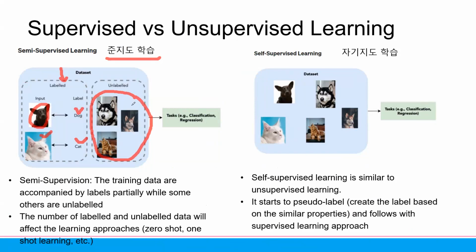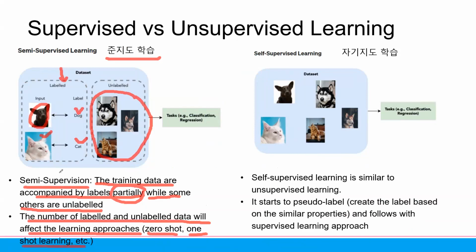So I can just mark those as unlabeled, and we call this semi-supervised, because the training data are accompanied by labels partially. Not all data has labels, only some; others are unlabeled. So the number of labeled and unlabeled data will affect the learning approaches. There are many other kinds of learning approaches like zero-shot learning or one-shot learning, etc. They are part of this semi-supervision.